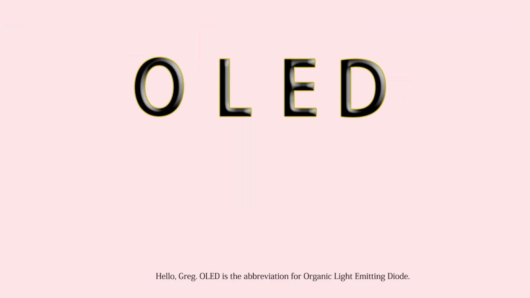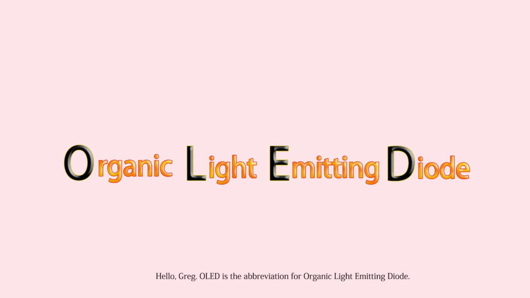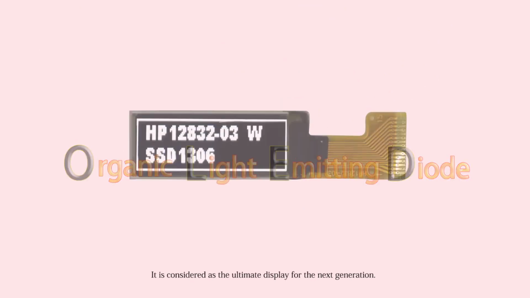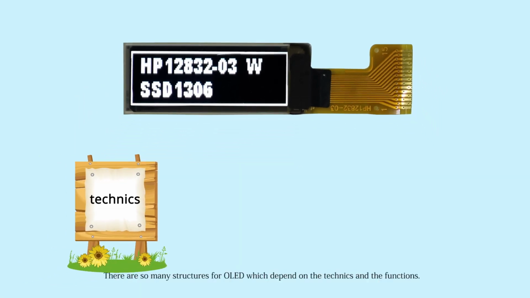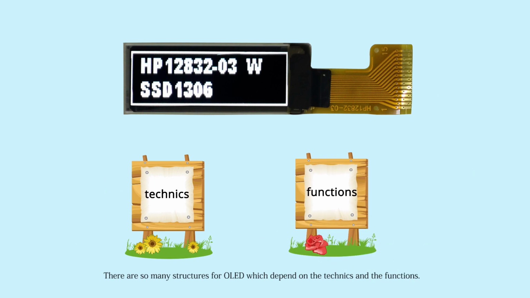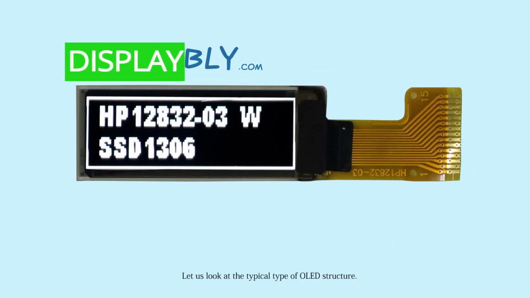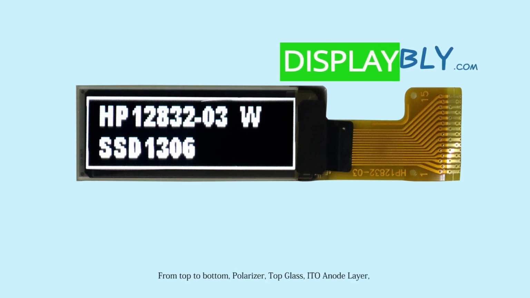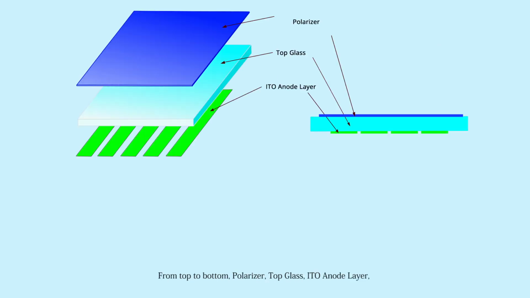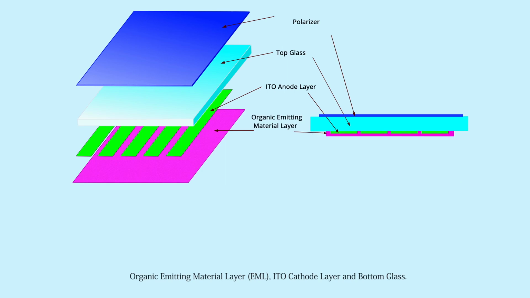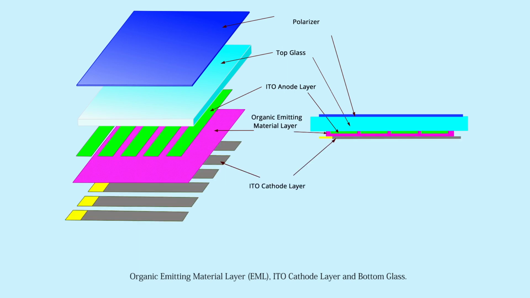Hello, Greg. OLED is the abbreviation for Organic Light Emitting Diode. It is considered as the ultimate display for the next generation. There are so many structures for OLED, which depend on the techniques and the functions. Let us look at the typical type of OLED structure. From top to bottom: polarizer, top glass, ITO anode layer, organic emitting material layer, ITO cathode layer, and bottom glass.